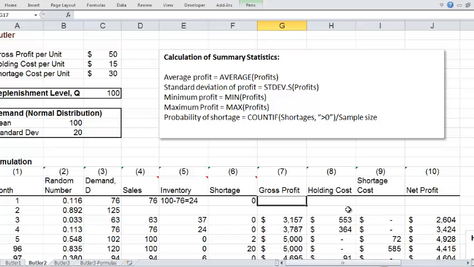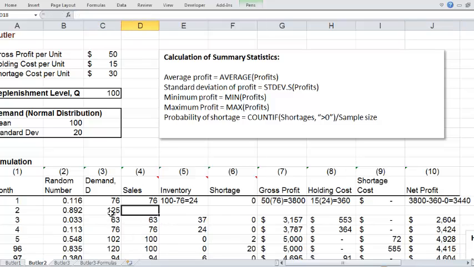Now here I have cells set up for the three different terms: gross profit, holding cost, and shortage cost. So here we just multiply by the appropriate dollar amount. Gross profit is $50 times the sales. So it's 50 times 76, which is $3,800. And then holding cost is 15 times inventory. So it's 15 times 24 is 360. Shortage cost is, of course, zero because there was no shortage. The net profit is 3,800 minus 360 minus 0 is 3,440.